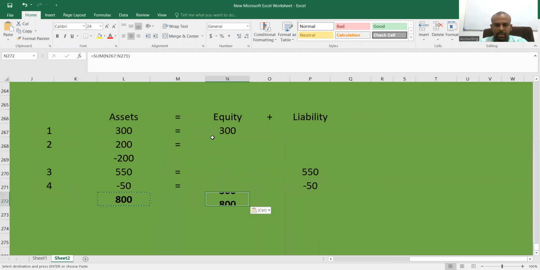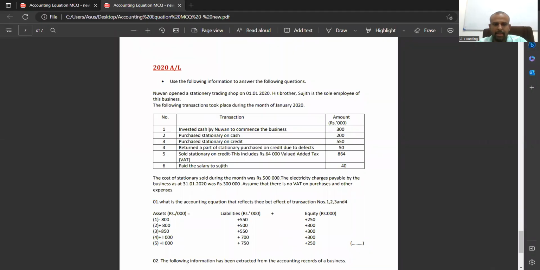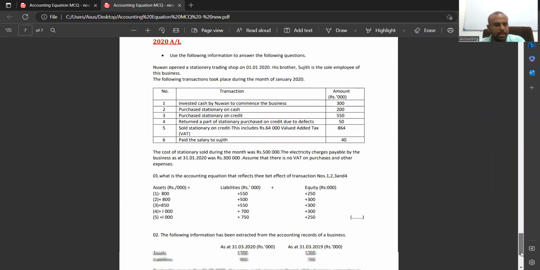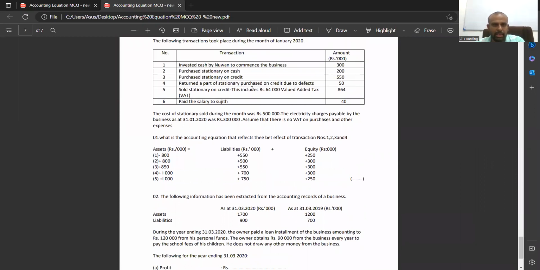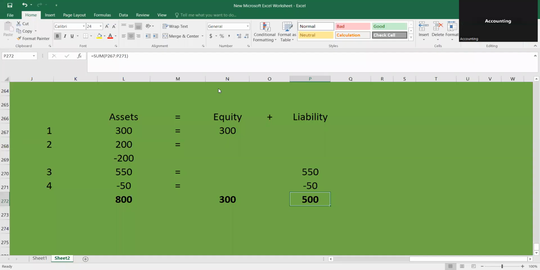You got 800. Yes, 500. You know what the equation is? Assets increased by 800, equity increased by 300, liability increased by how much? Rupees 500. 800, 300, 500. Right. Which one is the correct answer? Second one is the correct answer. Understood? Right. I'll give you a minute to do the corrections if you need more time. This is how the first 4 transactions will be recorded. Go through the answer.